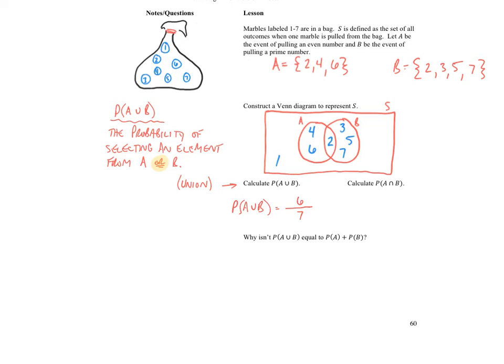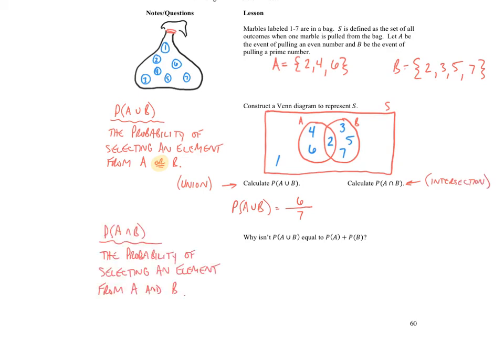All right, let's talk about this other symbol. And this is called an intersection. The intersection is a much more straightforward concept. This is the probability of selecting an element that is in A and is in B. So the key word here is "and." And that's the big difference between unions and intersections. You should think of union meaning "or," and intersection meaning "and," and you do want to get those symbols straight.